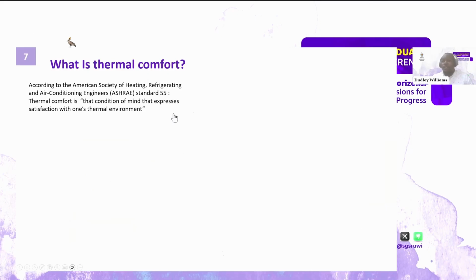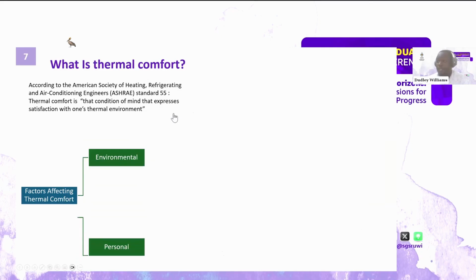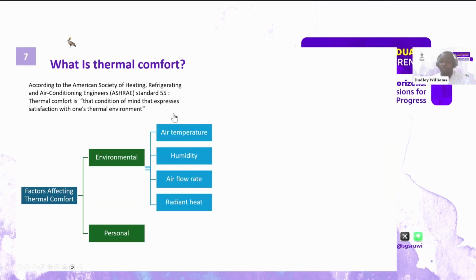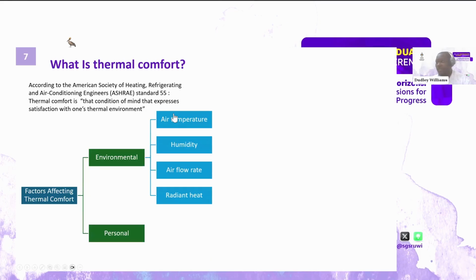We first again come down to thermal comfort. Now, according to Ashray, thermal comfort is that condition of mind that expresses satisfaction in one's thermal environment. Now, there are several factors that contribute to one's thermal comfort. And when we look here, we have environmental and personal as main categories. Now, on the environmental, we have air temperature, humidity, airflow rate, and radiant heat. Now, because this thermal comfort is an individual thing, that person's metabolic rate and the level of clothing that they have will also determine their thermal comfort.